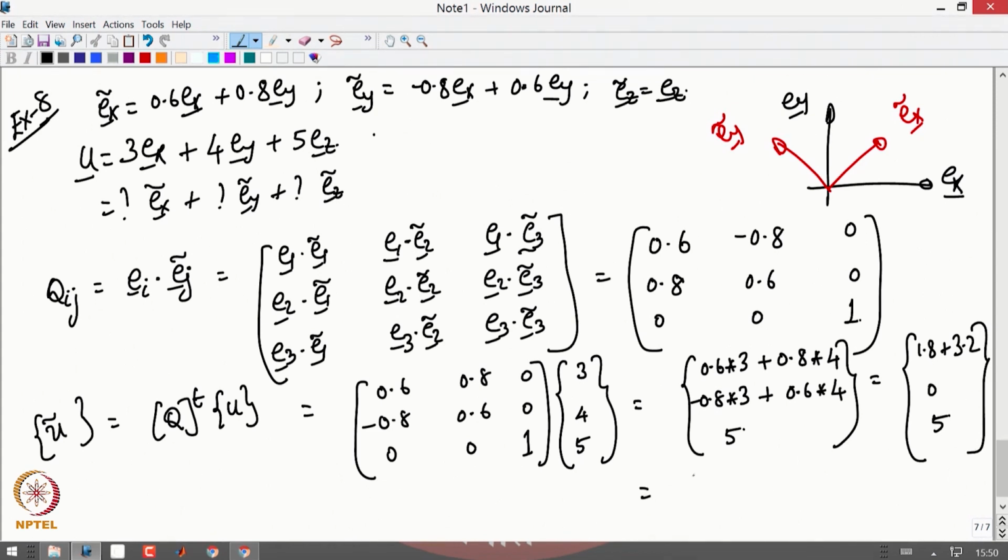Okay. That is going to result in 5, 0, 5 as the transformed coordinates of this vector for the transformation given there. Okay.